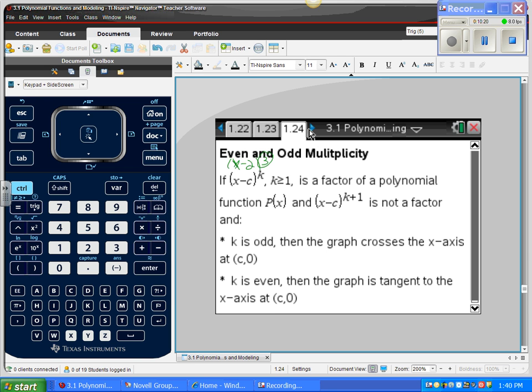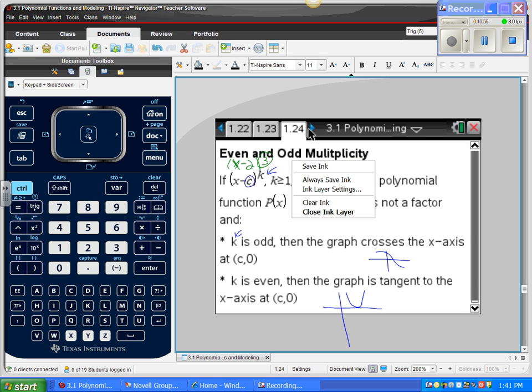So these are two rules that you need to have memorized. If the exponent k is odd, then the graph crosses at c, 0. If k is even, then the graph is tangent to the x-axis at c, 0. Tangent meaning it only touches it at c, 0 once. Okay, meaning it would look something like this. Only touches it once. Okay? And if it crosses it, maybe it looks like this.